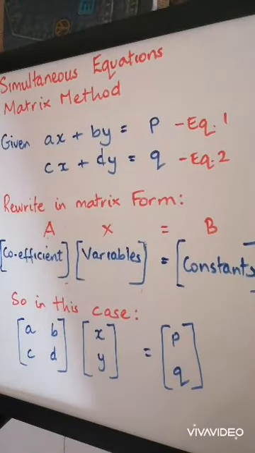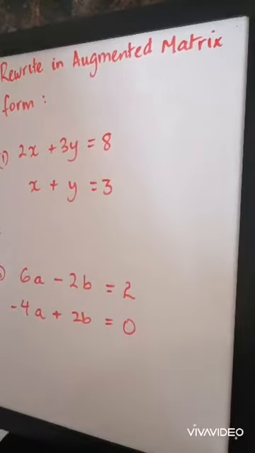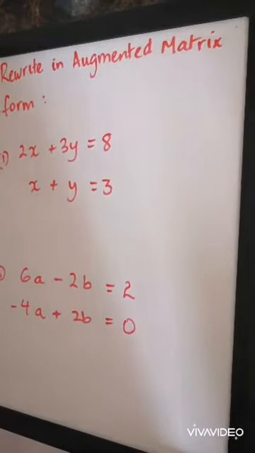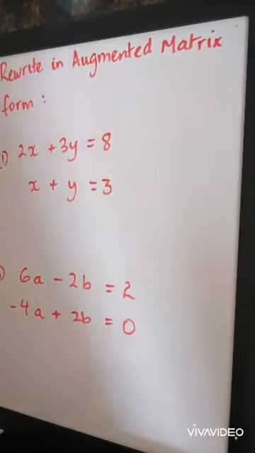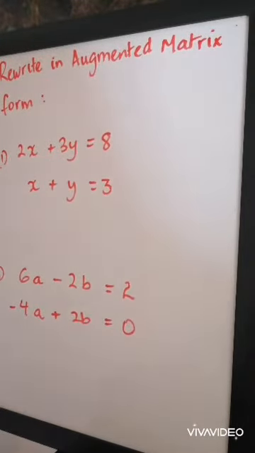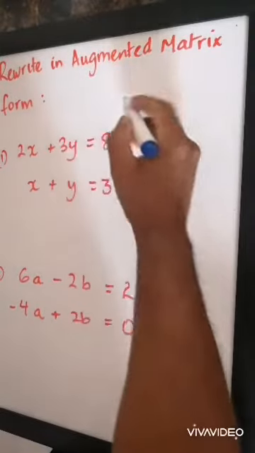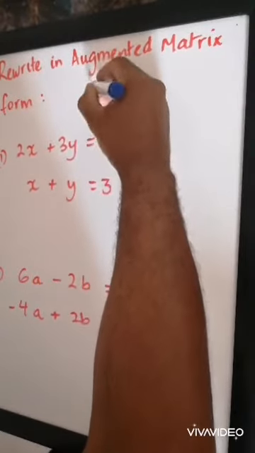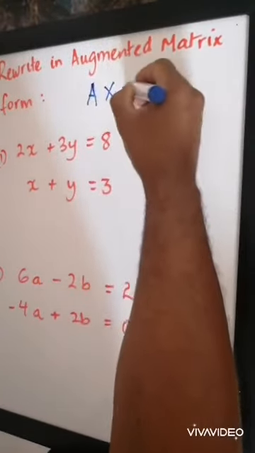I'm going to actually do a question, and we're going to see how simple it actually is. So here we have two pairs of simultaneous equations, two examples, 1 and 2. And we're not looking to solve them right now. We just want to rewrite them in the augmented matrix form. So we want to make it look like AX equal to B.